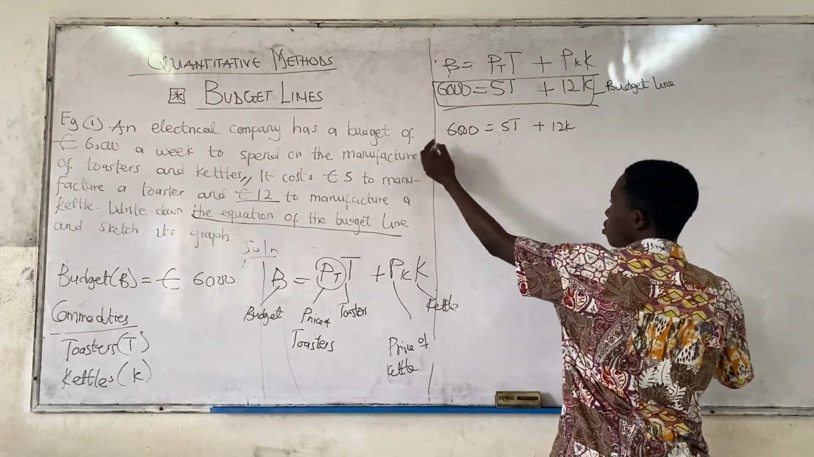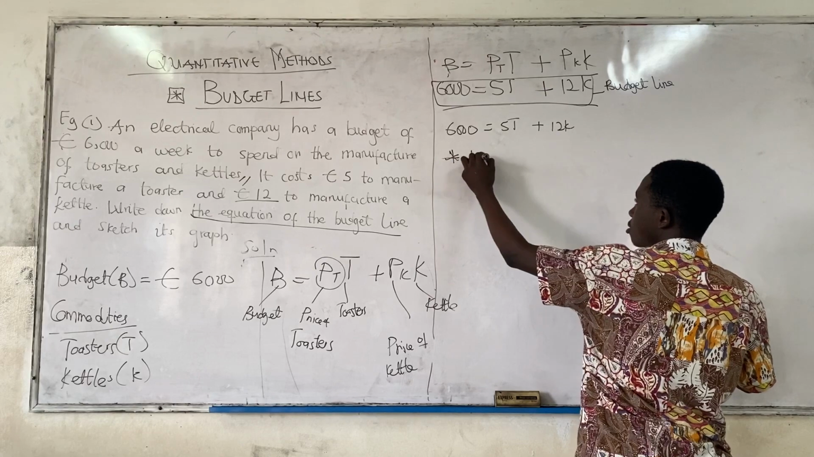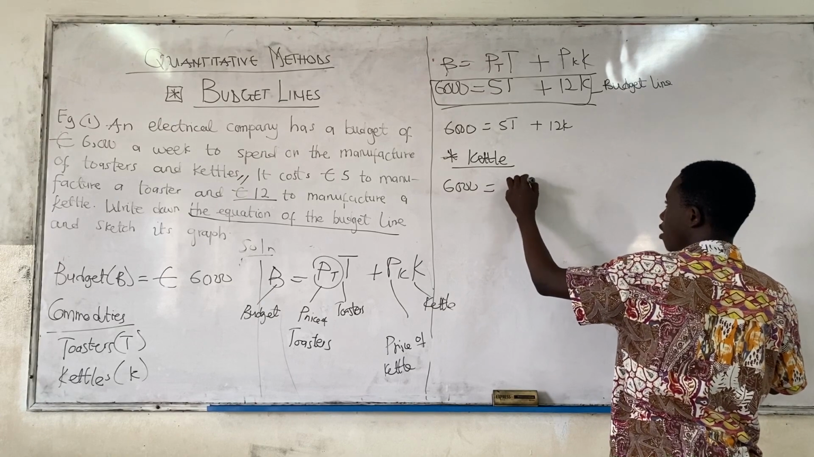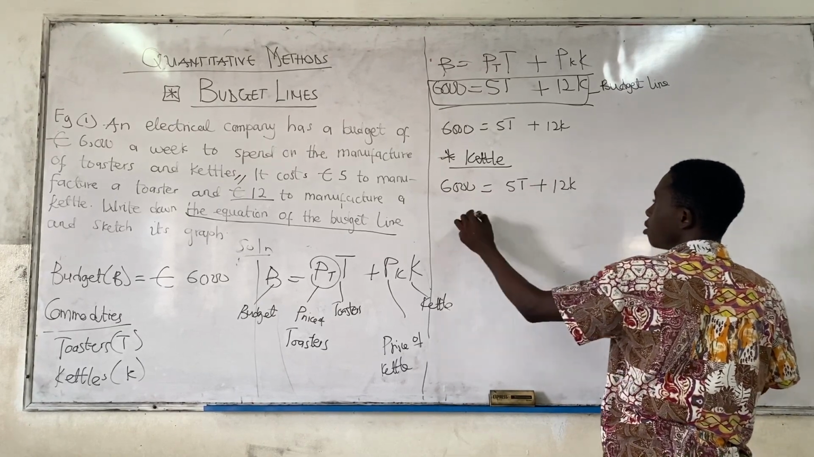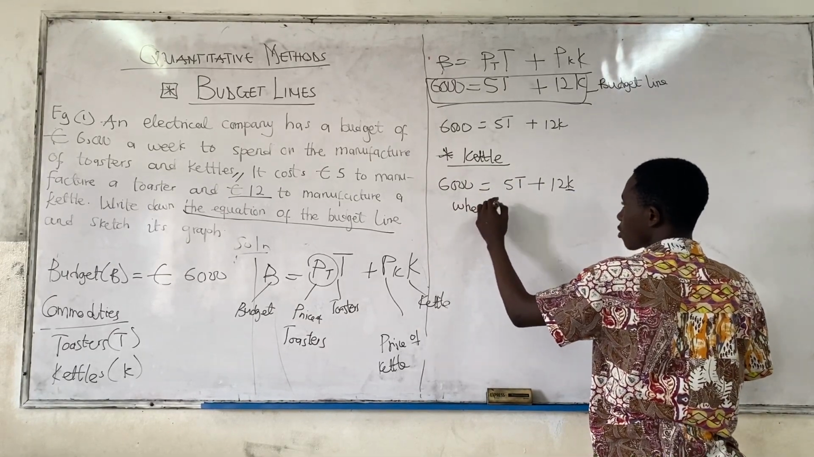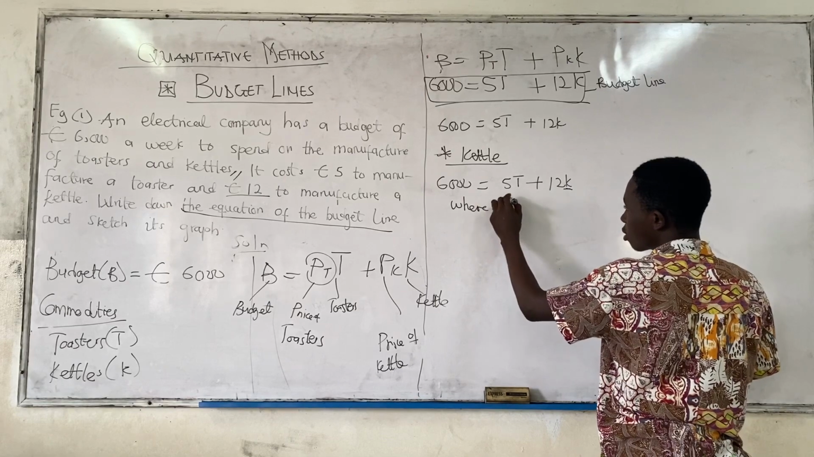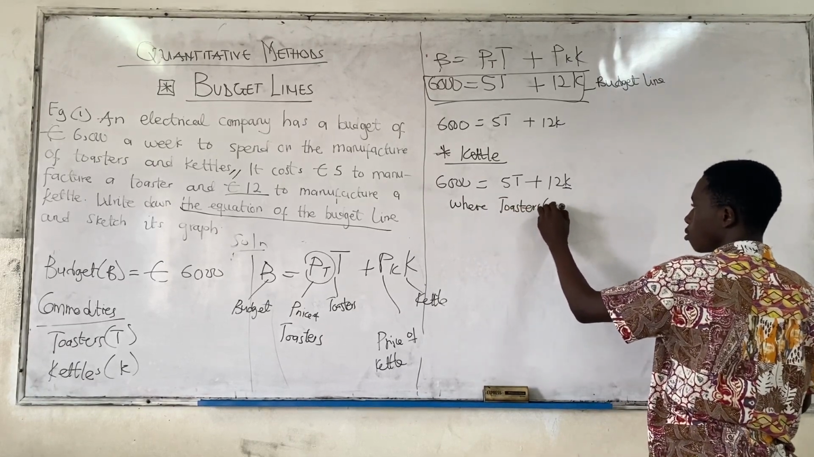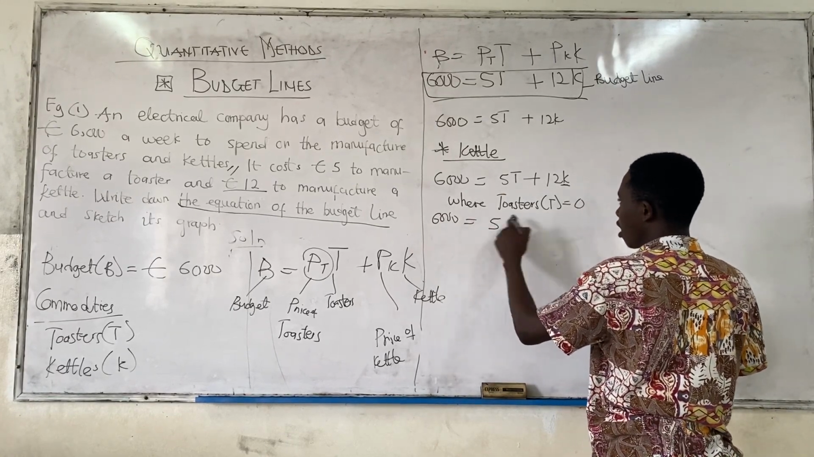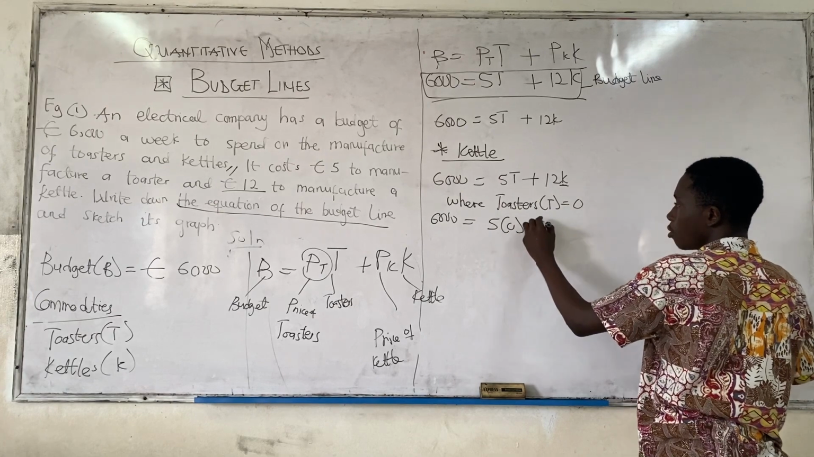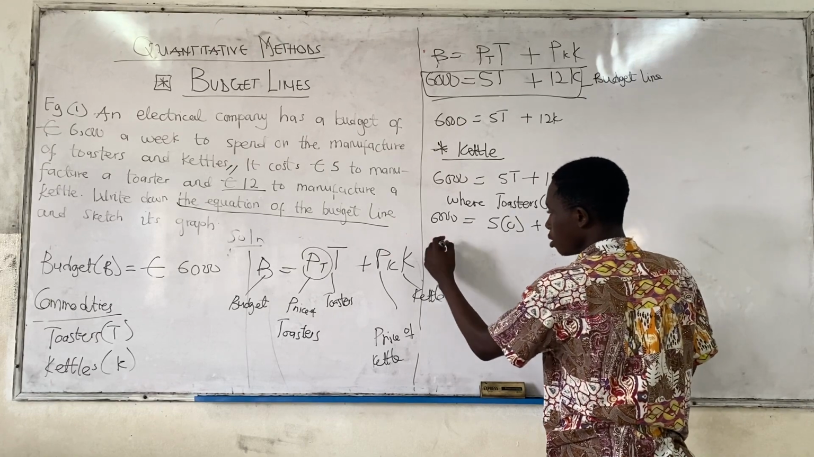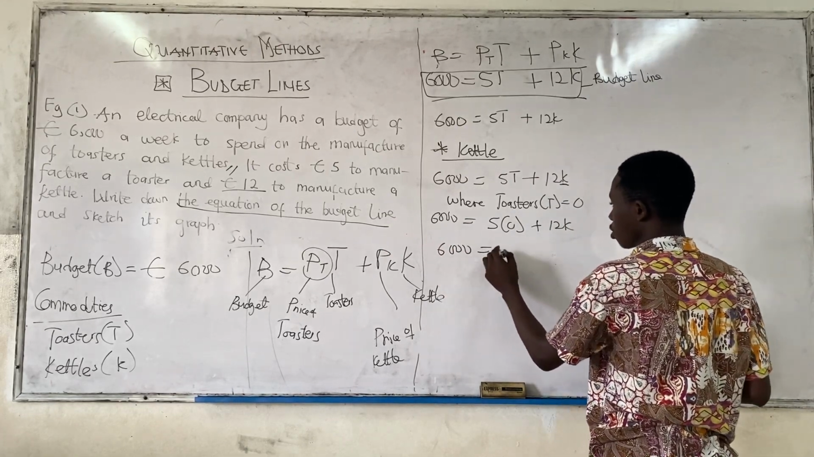So let's start. So the kettle gets, let's say 6,000 is equal to 5T plus 12K. We want to get the kettle, which is the K. So where the T, which is the toasters, is equal to 0. So 6,000 is equal to 5T, so 0, plus the 12K. Then this still becomes 0, so you still maintain the 6,000 equals 12K.